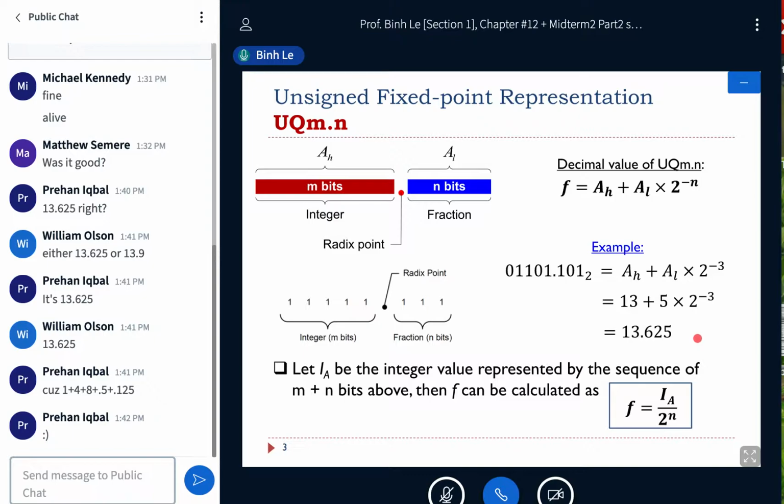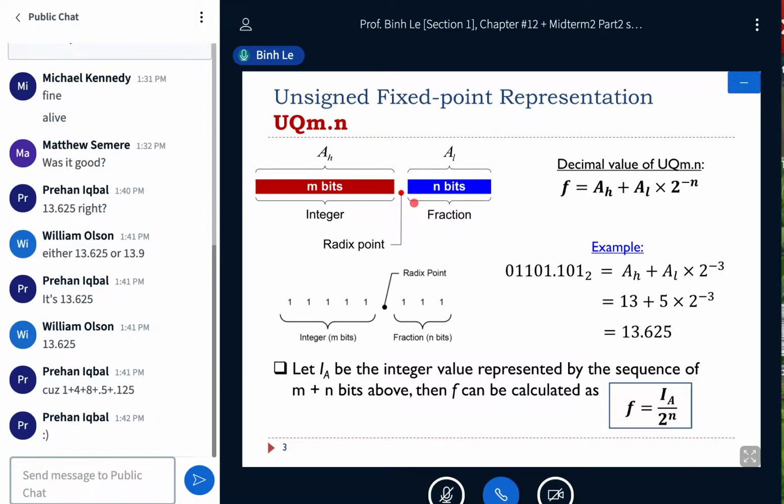Wonderful. Okay, so you know how to calculate the real number that a binary sequence represents, for fixed point in this case. Now let me trick you a little bit. Use the same pattern, 0, 1, 1, 0, 1, 1, 0, 1. Use exactly the same number.